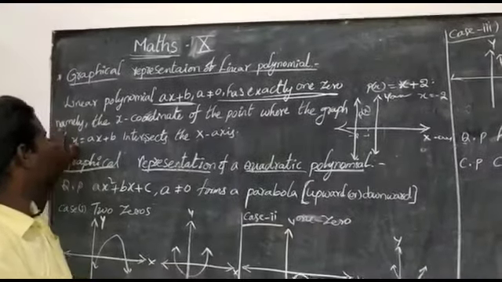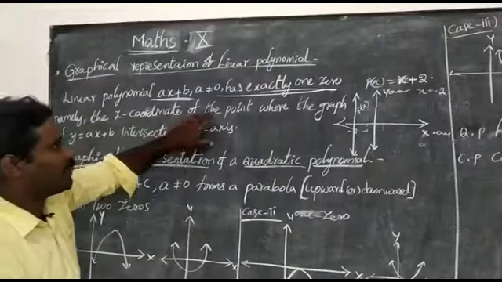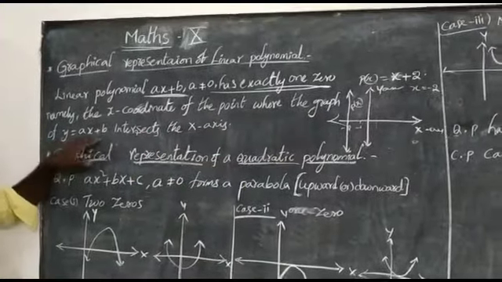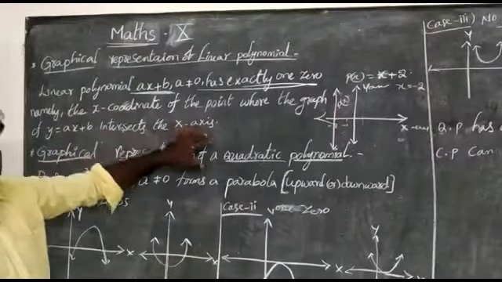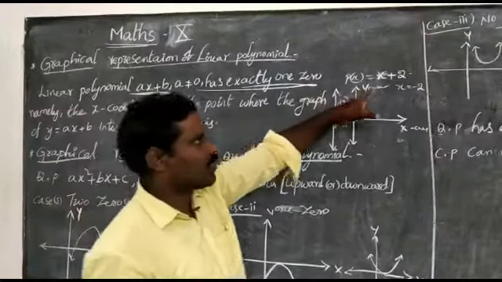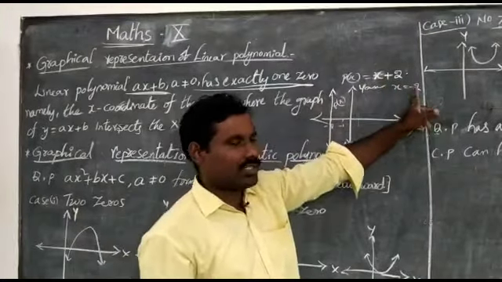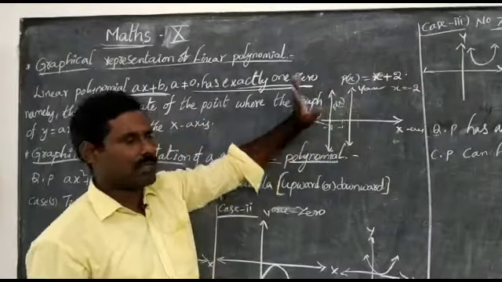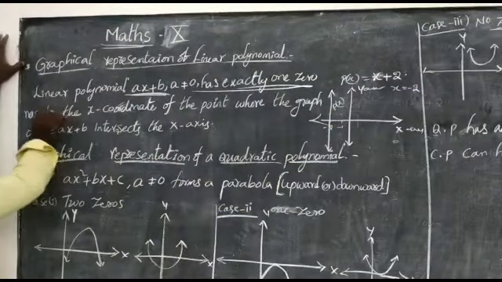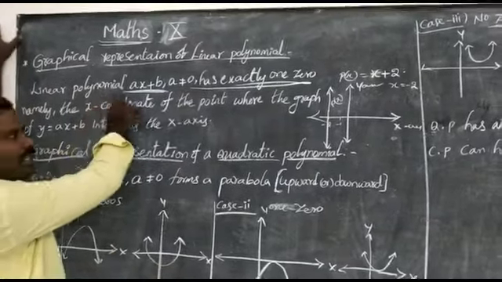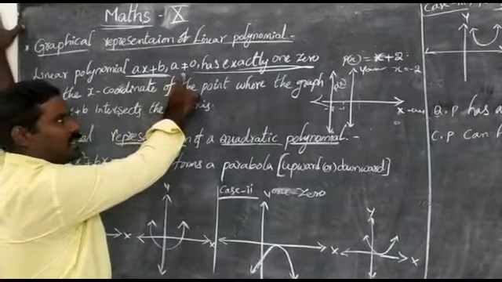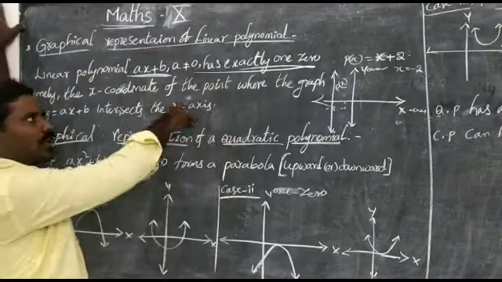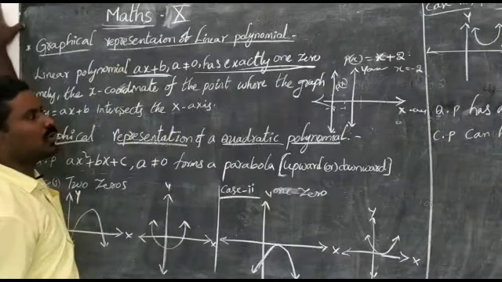This represents the graphical representation of the polynomial x plus 2. Namely, the x coordinate of the point where the graph of y equal to ax plus b intersects the x-axis. In this case, what is the x coordinate? x equal to minus 2. Now see here one more time. A linear polynomial ax plus b, where a is not equal to 0, has exactly one zero. A linear polynomial has only one zero.